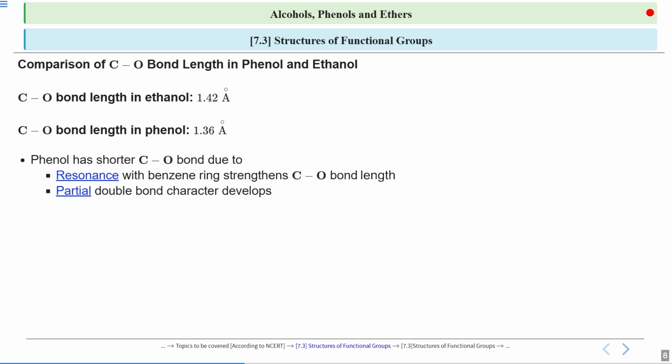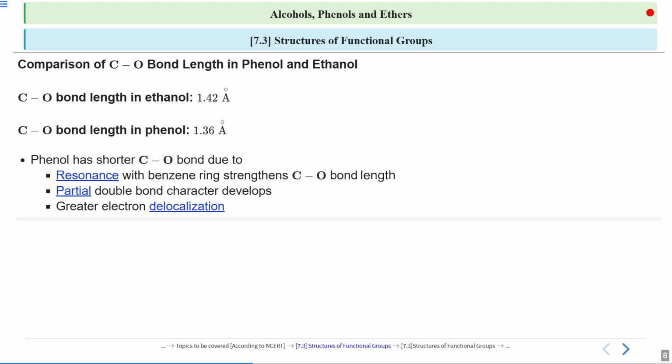Also, a partial double bond character develops in the CO bond, because the benzene ring is going to undergo resonance, due to which there comes a partial double bond character between the C and O bond. So this resonance is going to strengthen the CO bond. Resonance shown by the benzene ring strengthens the CO bond by developing a partial double bond character.